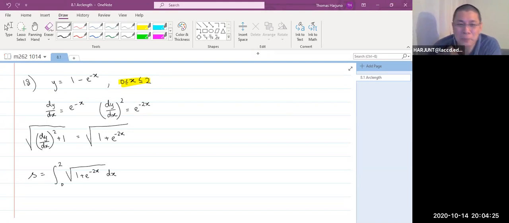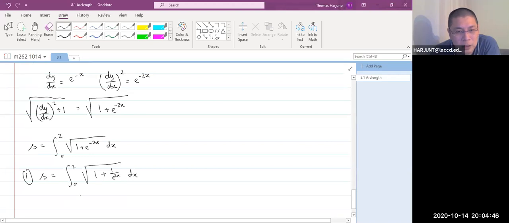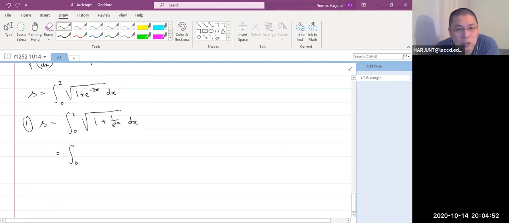Seems like we need to be a bit more creative here. Okay, let me try to work it out. The first option is I will go on with this integral, but I will do the following. This is the integral of 1 over the square root of 1 plus 1 over e to the 2x dx, which I then plan to do the LCD thingy. Okay, so I have the square root of e to the 2x plus 1 over e to the x dx. What do you think?